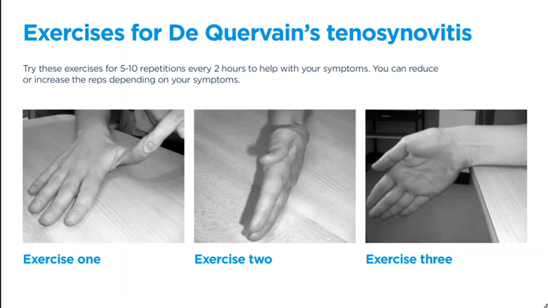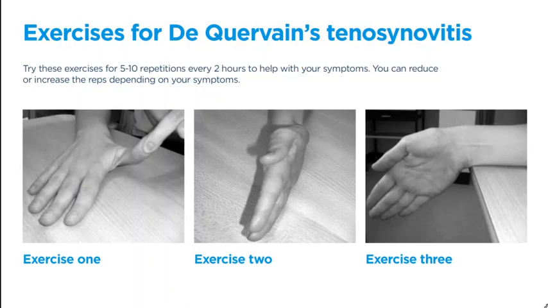Exercise 2, place your affected hand on a table. Using your good hand, move your affected thumb away from your fingers. Slowly bring your thumb back in line with your fingers. Again, you can complete 5 to 10 repetitions of this exercise.